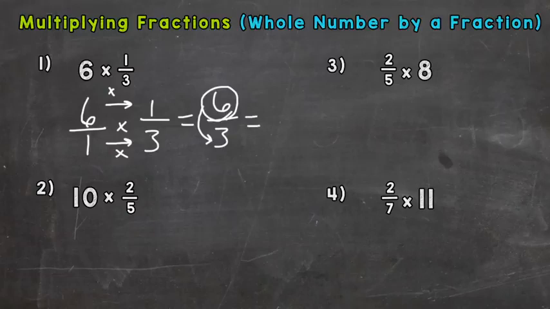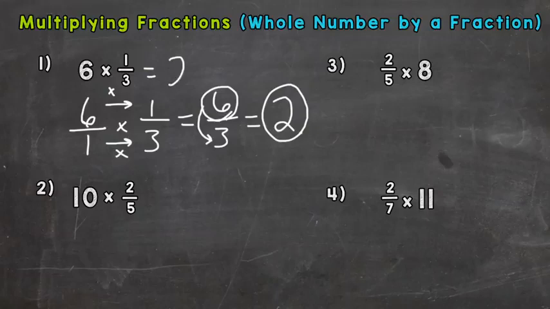How many whole groups of 3 can we pull out of 6? And the answer to that is 2. Is there a remainder to that problem? No. So we are done. The answer is 2. Now let's take a look at how the answer relates to our original problem.